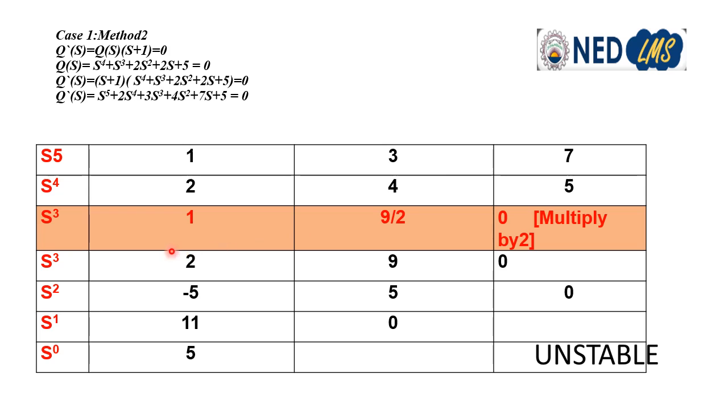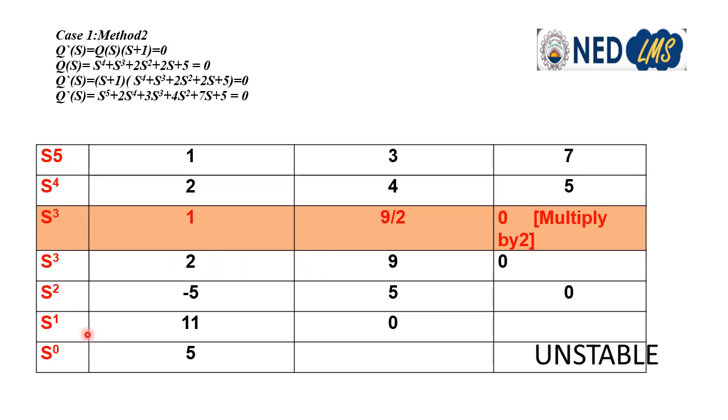Now we fill the third row by the method we have studied. So 2 multiplied by 3 is 6, 6 minus 4 is 2, 2 multiplied by 3 minus 4 multiplied by 1, that is 6 minus 4, that is 2, 2 divided by this 2, that is equal to 1. So we have written here 1, then 2 multiplied by 7 minus 5 multiplied by 1 divided by 2. 2 multiplied by 7 is actually 14, 14 minus 5 is 9. This is 9 upon 2. So again, just for simplification, we multiply this by 2, and our new s cube row will become 2 and 9.